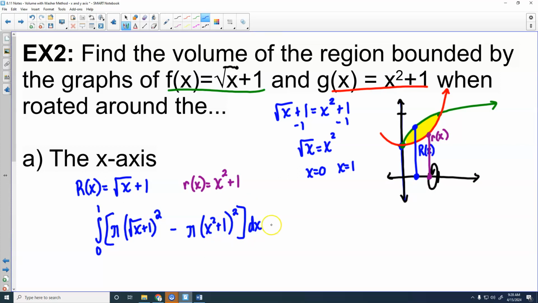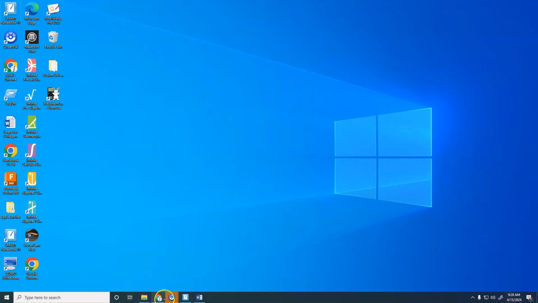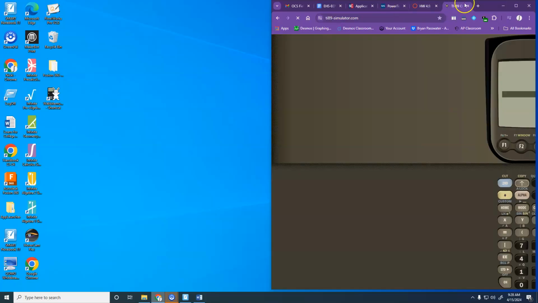A lot of times when you'll see this, especially if it's just a setup problem, they'll pull the pi out front and write this as pi times the integral from 0 to 1 of square root of x plus 1 squared minus x squared plus 1 squared dx, like this. We are going to use our calculators here because that one's going to take us a lot longer to integrate by hand. In most cases, I think they are going to either only ask for the setup or give you the calculator to solve. So let's use our calculators here.